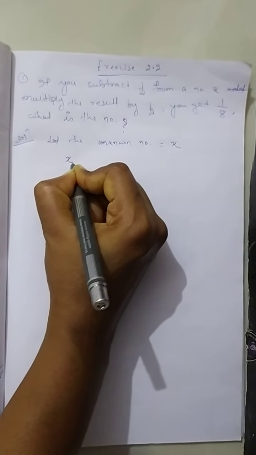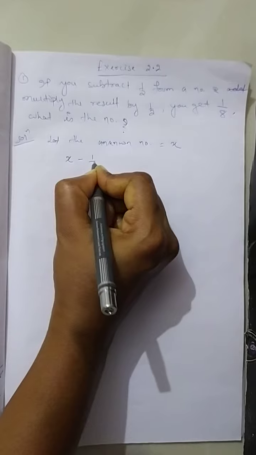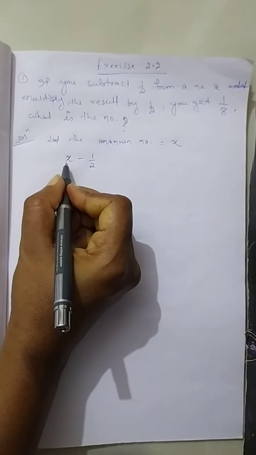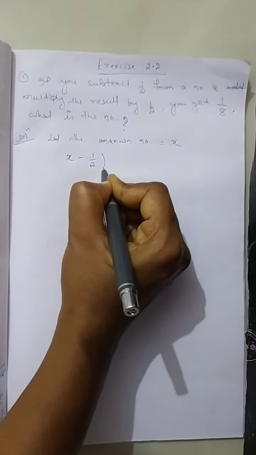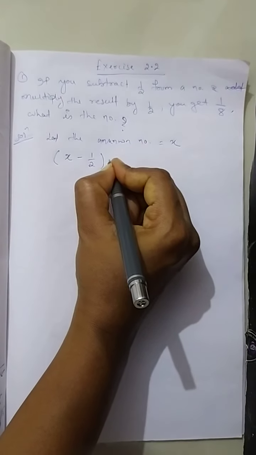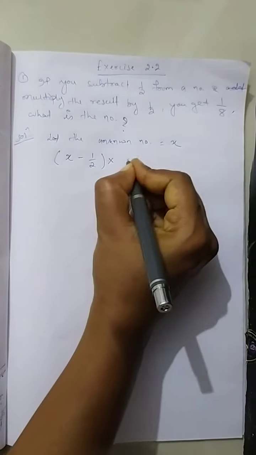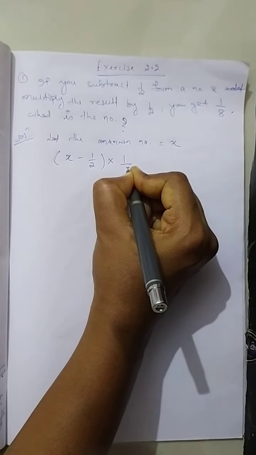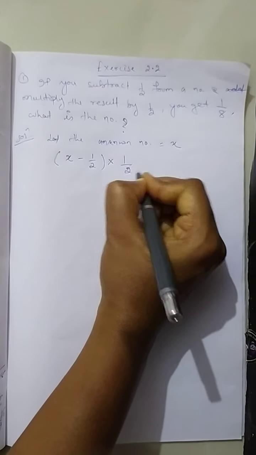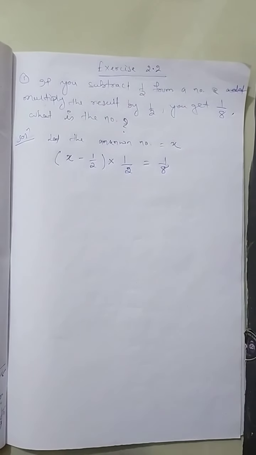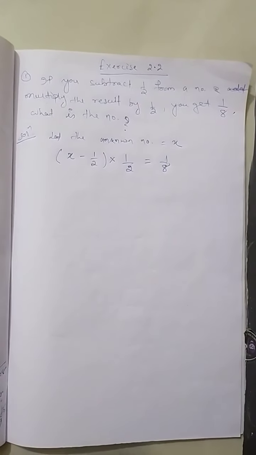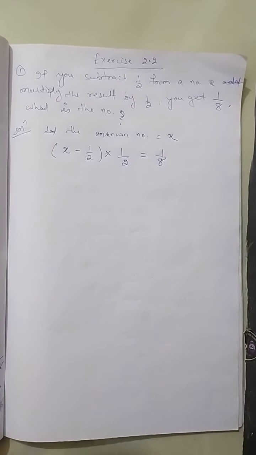Subtract 1 by 2 from a number. That means 1 by 2 will be subtracted from x, and we multiply the result by 1 by 2. What will we get? We get 1 by 8. This is the linear equation we want.